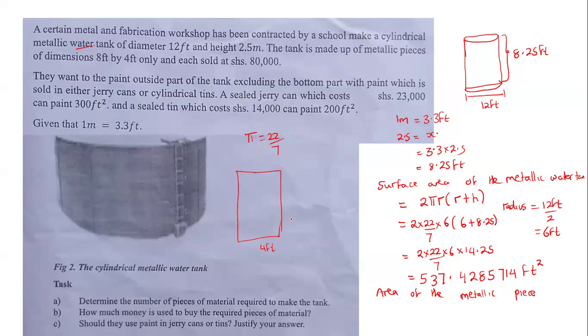And here it is 4 feet and this is 8 feet. So to get the area of this figure, these are iron sheets that are rectangular in form. So to get its area, you're going to say that area equals length times width. And now this one will give us 8 times 4, which will give us 32 feet squared. Are we still on the same page?